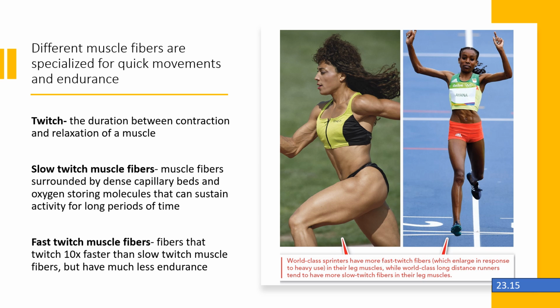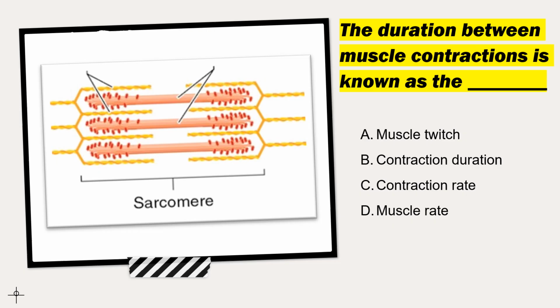When we sprint or do other quick movements, we are relying mostly on fast twitch muscle fibers, which twitch about 10 times faster than slow twitch fibers. However, they have much less endurance. Now answer a few more questions to finish up this lecture.